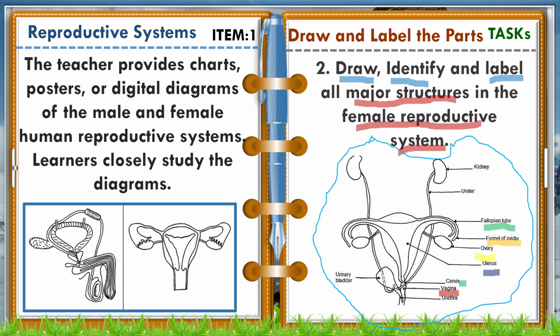So that is the female reproductive system. We also have the connected urinary system, where we have the kidney, the ureter, and then the urethra down here, and then the urinary bladder.